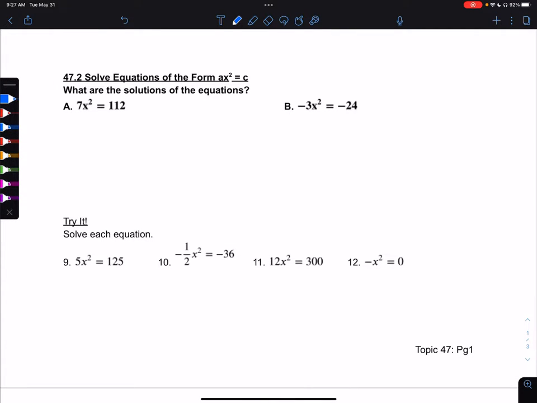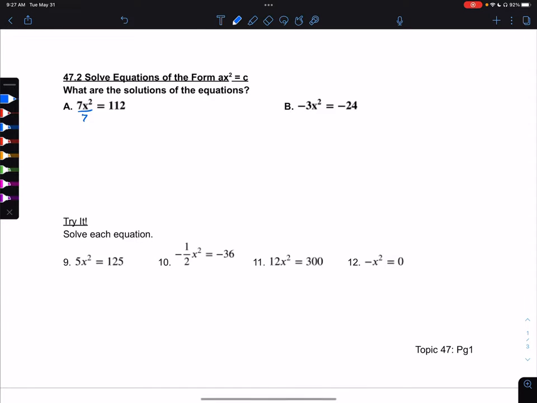Here we're going to look at topic 47, example 2, solve equations of the form ax squared equals c. Again, the question is what are the solutions of the equations? The difference between example 2 and example 1 is we now have a coefficient in front of our x squared. So we just need to look to isolate the variable first, and that should be a pretty simple process.